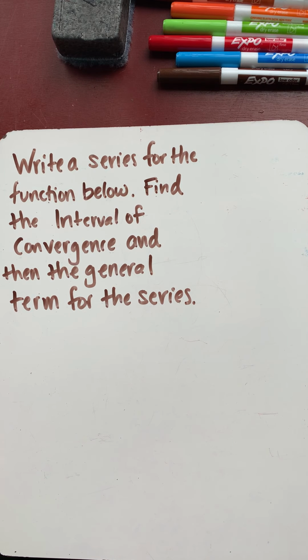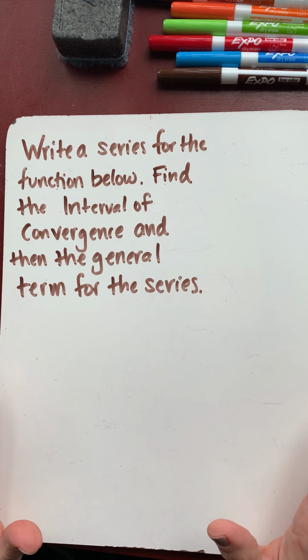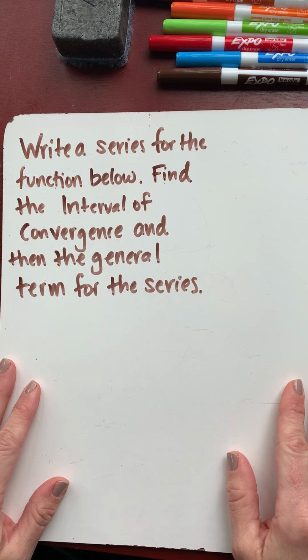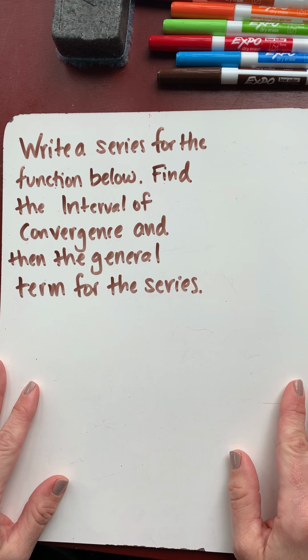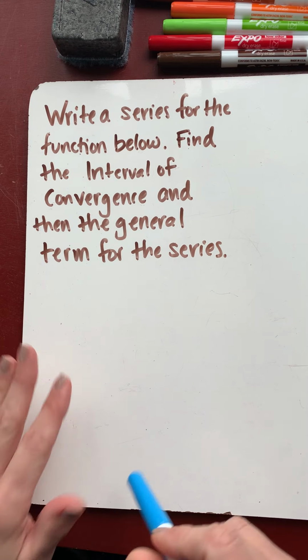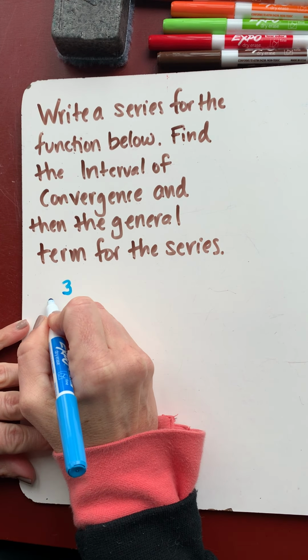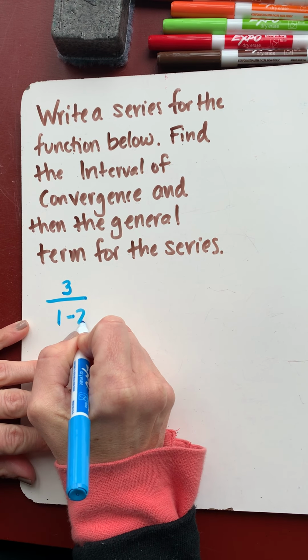Okay, so I kind of finished the last one on part 2 of the video. I'm going to start this fresh and go through one entire problem the way that you would see it. So here's an example. Write a series for the function below. Find the interval of convergence and then the general term for the series. So let's say I'm given a function 3 over 1 minus 2x.